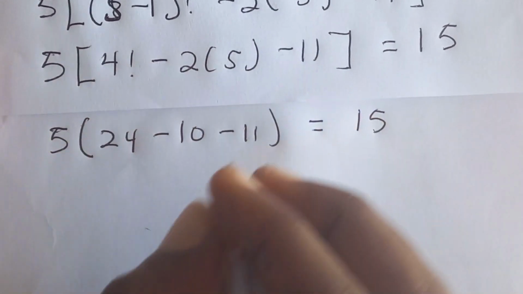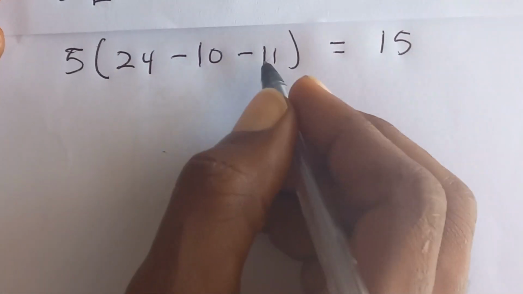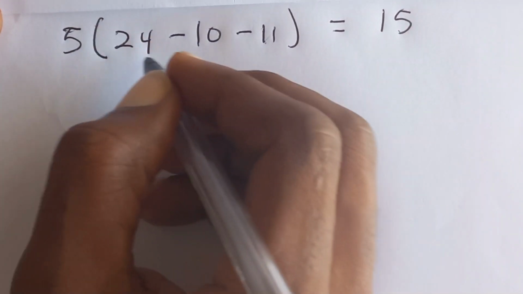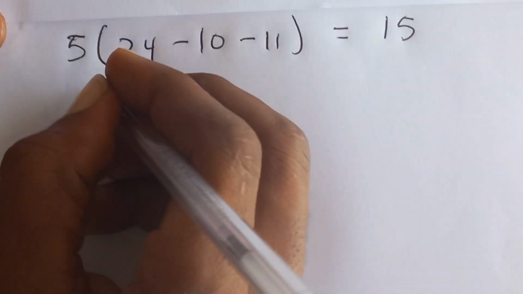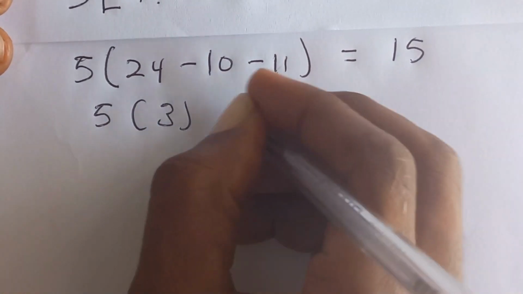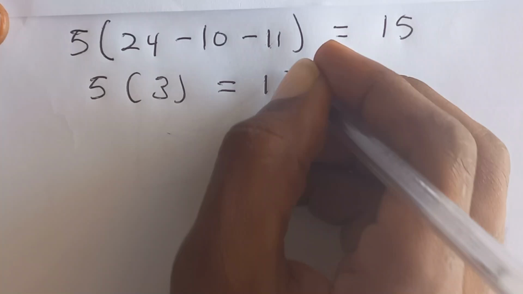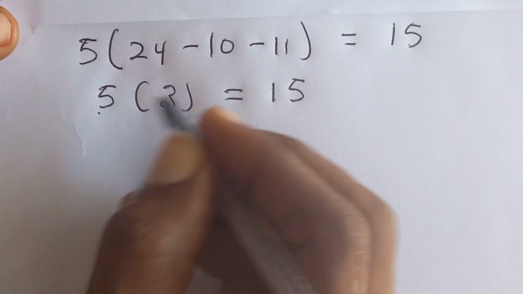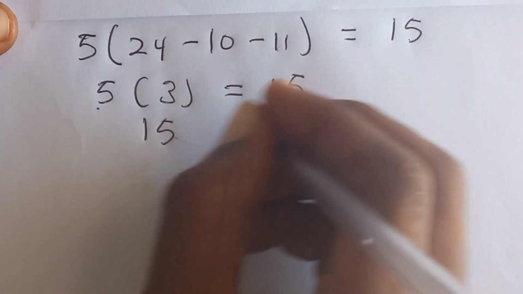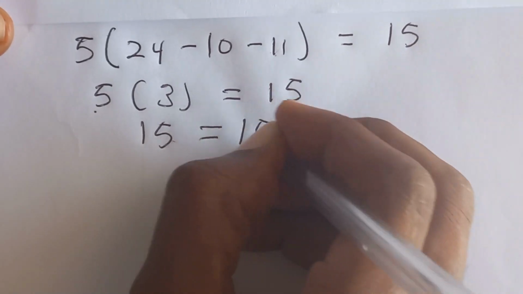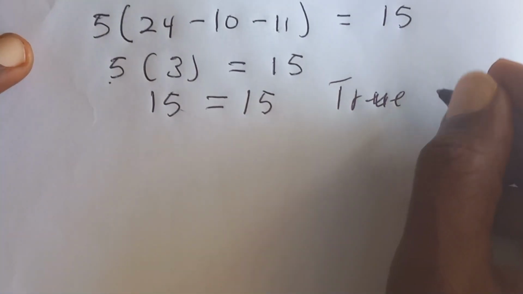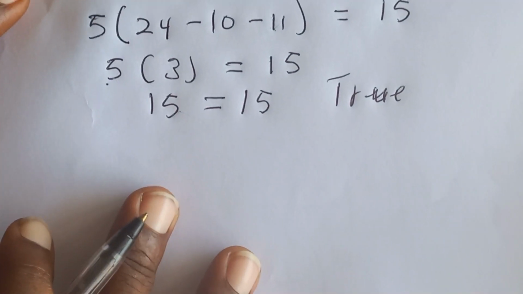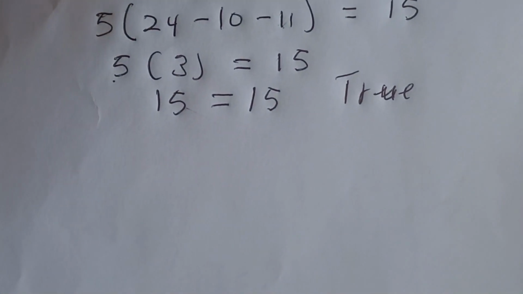Now, 10 plus 11 is 21. So 24 minus 21, we are getting 3. So 5 times 3, which is 15, is equal to 15. So in this case, it is okay that y is equal to 5 because it satisfies the equation.